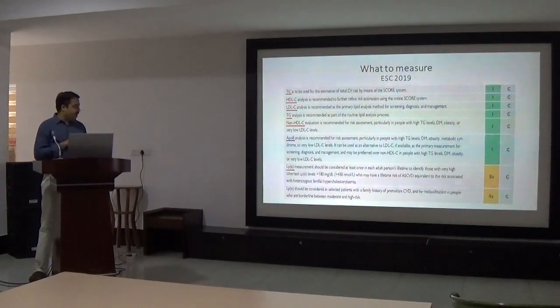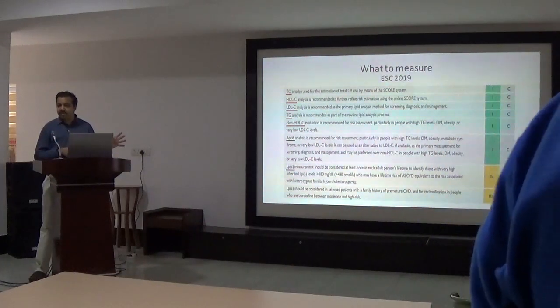Then lipoprotein A measurement should be considered at least once in a lifetime, and that gives us the risk independent of total cholesterol and independent of LDL. Lipoprotein A level more than 180 makes a patient high risk. Now this number changes in all guidelines. For the majority of guidelines, an LPA level more than 50 makes a patient at risk. Indian guidelines subdivide it into three categories.